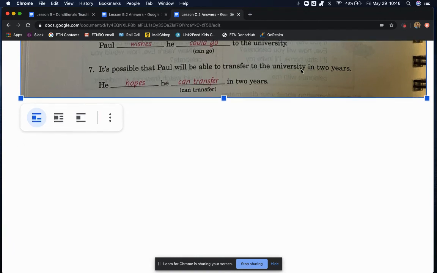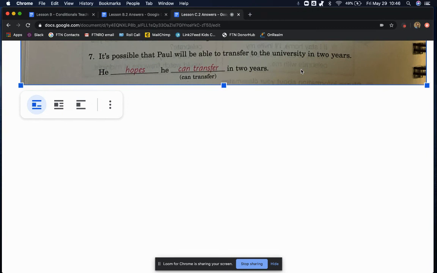And then lastly, it's possible that Paul will be able to transfer to the university in 2 years. He hopes he can transfer in 2 years. Okay? Now, is it possible? It is possible. He will be able to transfer to the university in 2 years. He hopes he can transfer in 2 years. Okay? All right? So it's not unreal. It's not a wish. It's a real hope. It's something that is possible. It's possible that Paul will be able to transfer in 2 years. So he hopes for it.